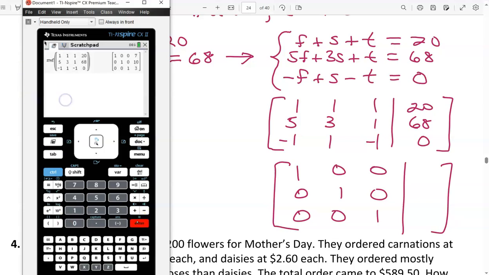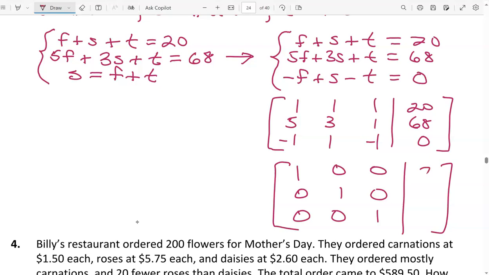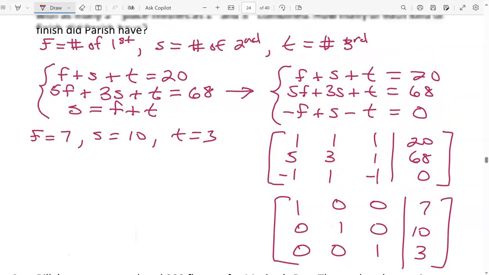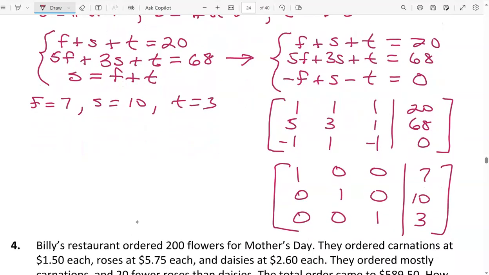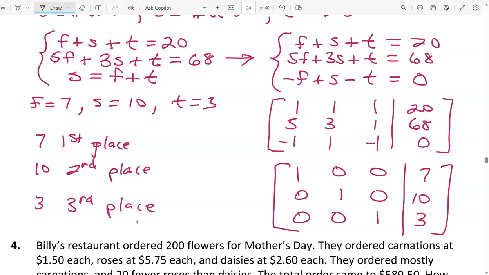And press enter. And we get 7, 10, and 3. That first value 7 is the value of the first variable. So F is 7, S is 10, and T is 3. So that means that there are 7 first place finishers. There are 10 second place finishers. And that there are 3 third place finishers.